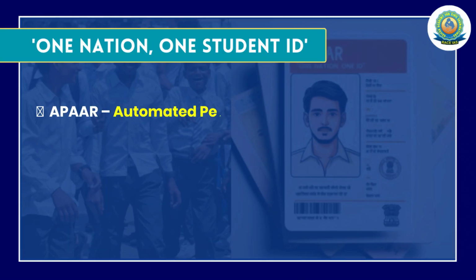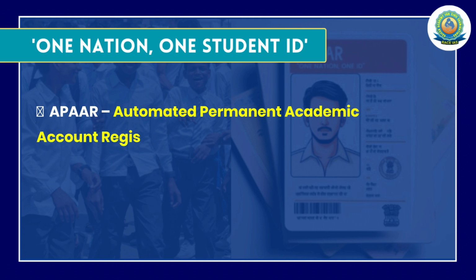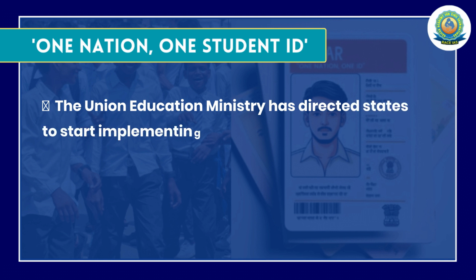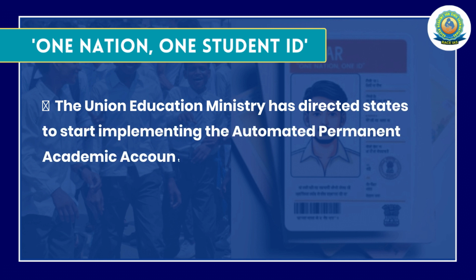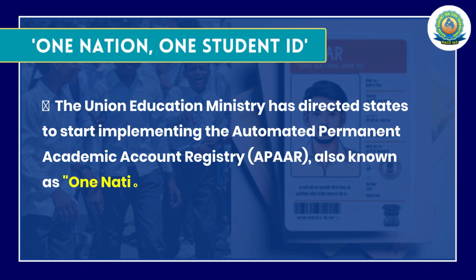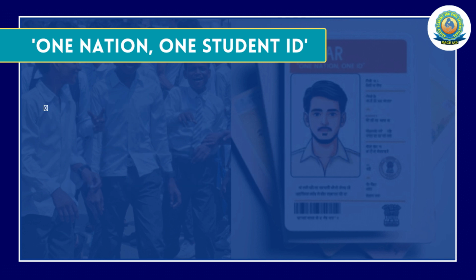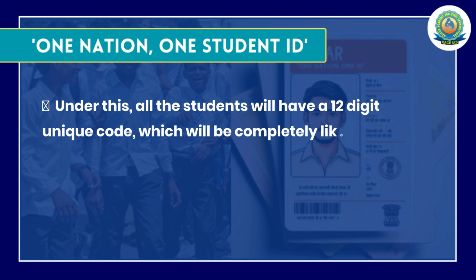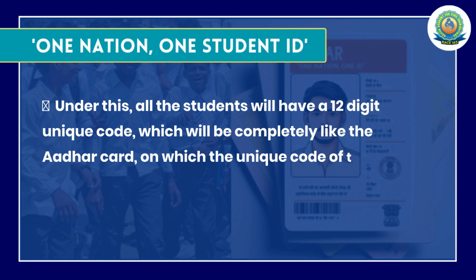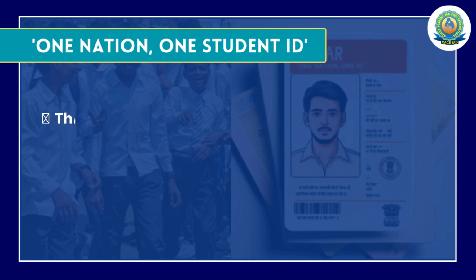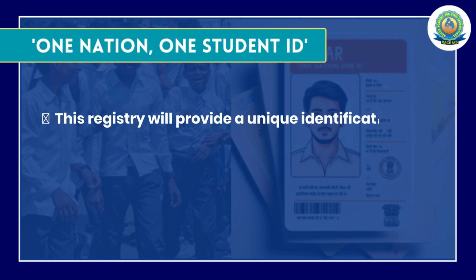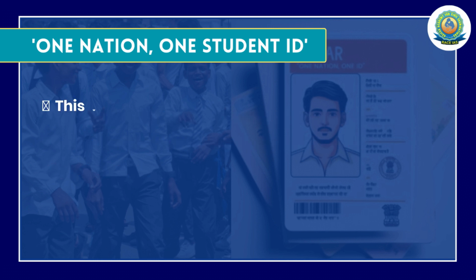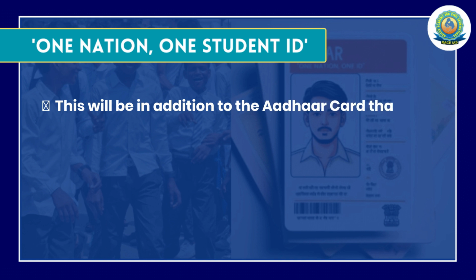Apaar, full form is Automated Permanent Academic Account Registry. The Union Education Ministry has directed states to start implementing the Automated Permanent Academic Account Registry, also known as One Nation, One Student ID. Under this, all the students will have a 12-digit unique code, which will be completely like the Aadhaar card, on which the unique code of the students will be printed. This registry will provide a unique identification number to every student from pre-primary to higher education. This will be in addition to the Aadhaar card that every person already has.